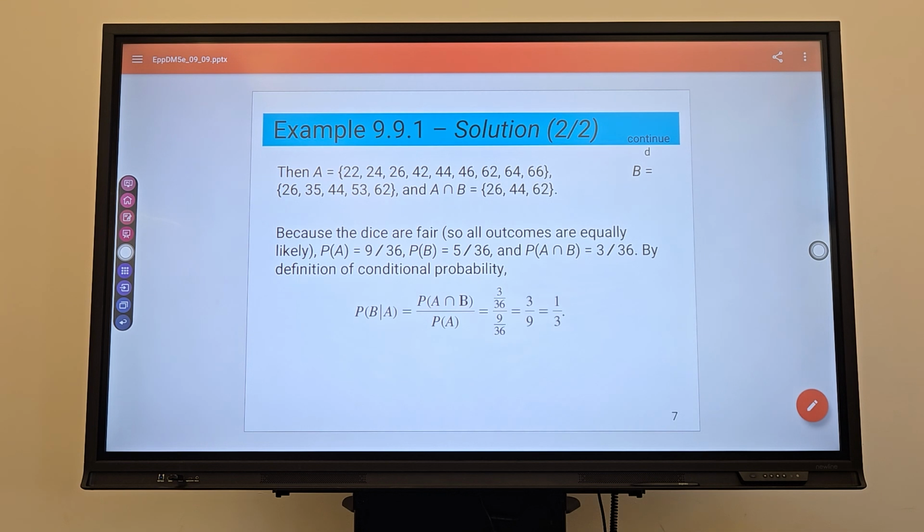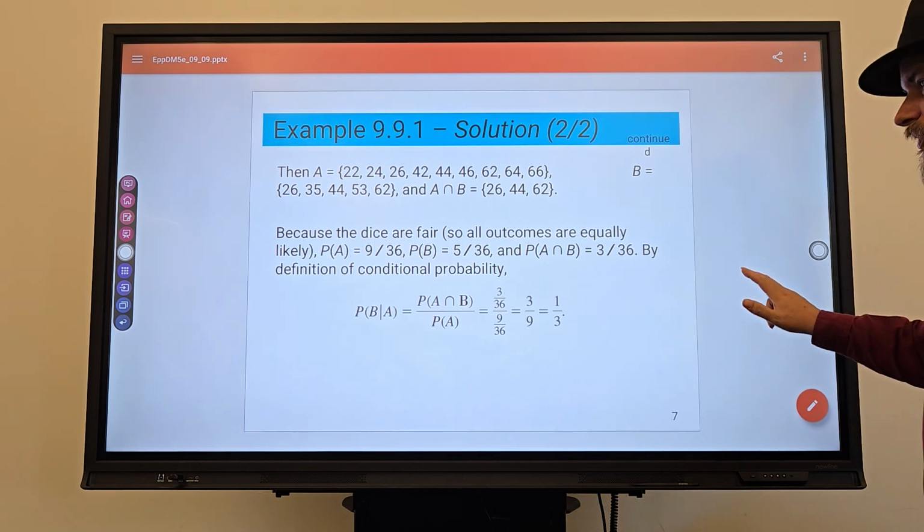Because the dice are fair, so all outcomes are equally likely, P of A is equal to 9 over 36. P of B is 5 over 36. And P of A intersect B is 3 over 36. By the definition of conditional probability, the probability of B given A works out to be 1 over 3. So if the numbers on the dice are both even, the odds of them totaling 8 is 1 out of 3.